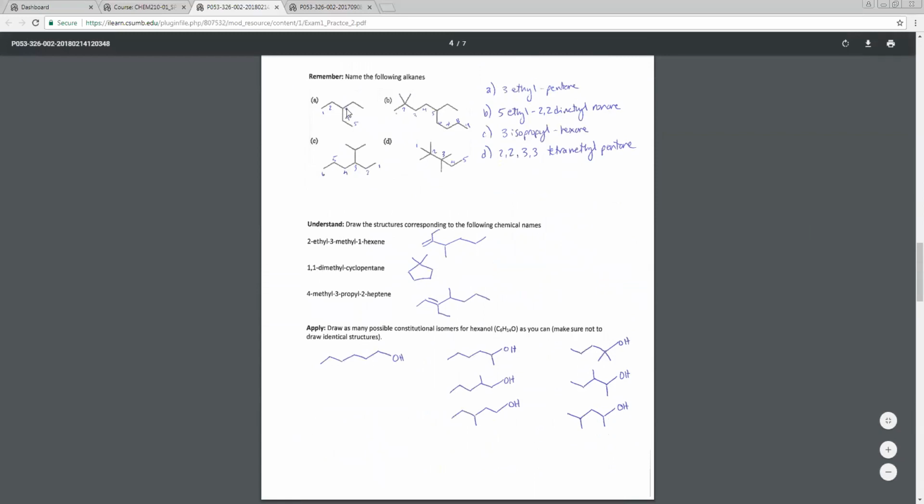So the ethyl pentane, the 5-ethyl, ooh, sorry about that. So this should be butyl, right? No, it's not, sorry. Oh, tired. This is a great example of how it's easy to get off track. Make sure that you're counting the longest chain.